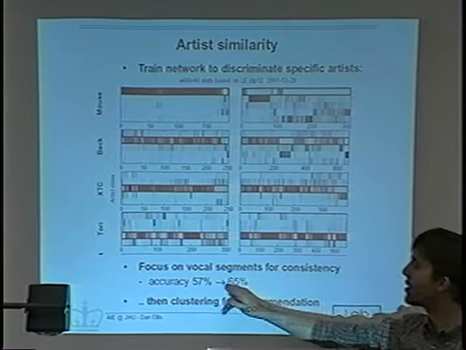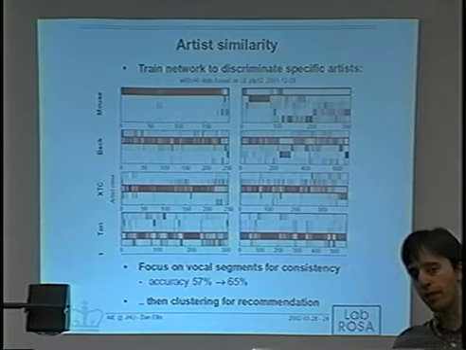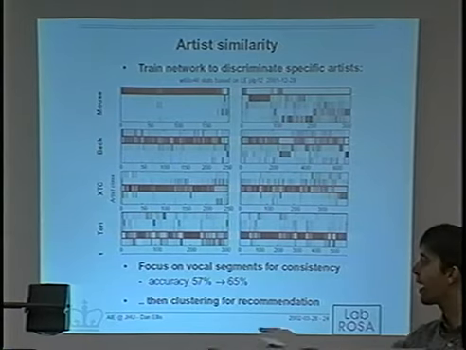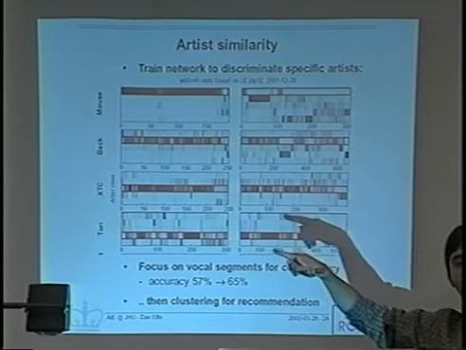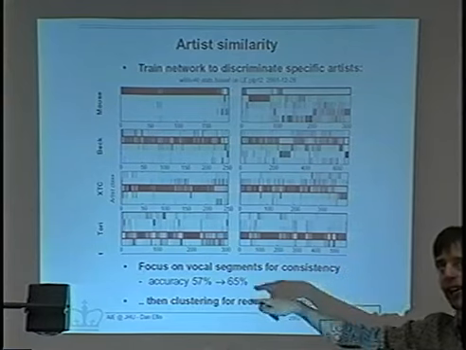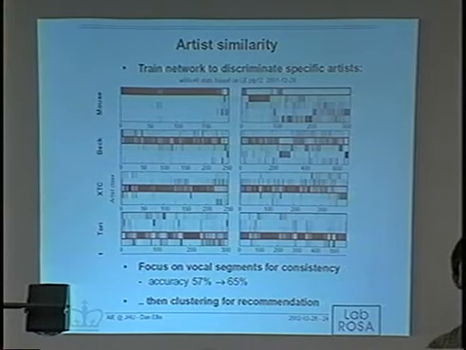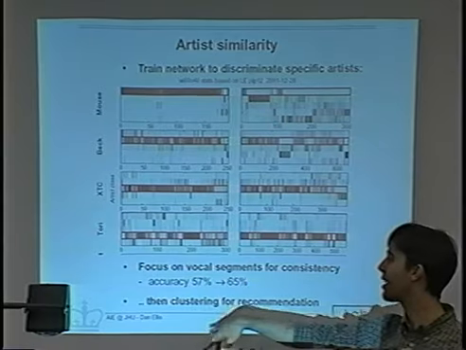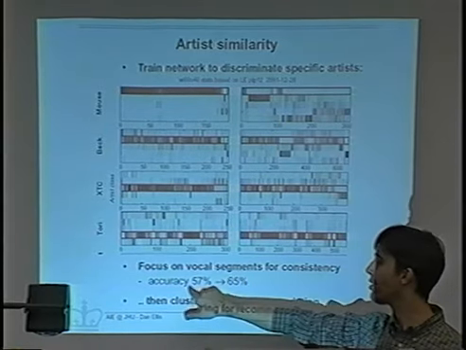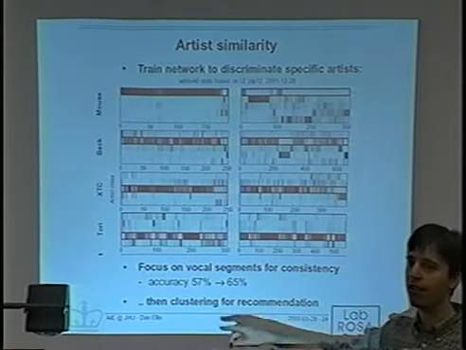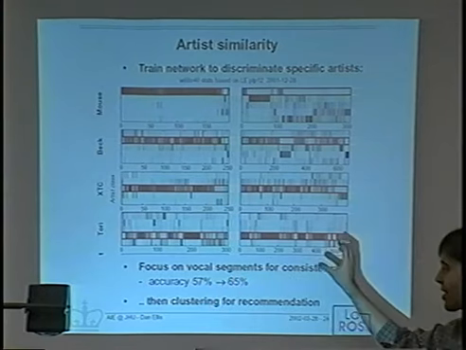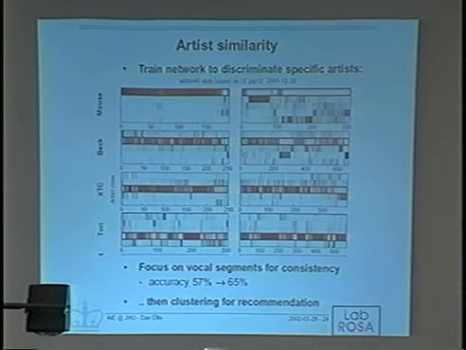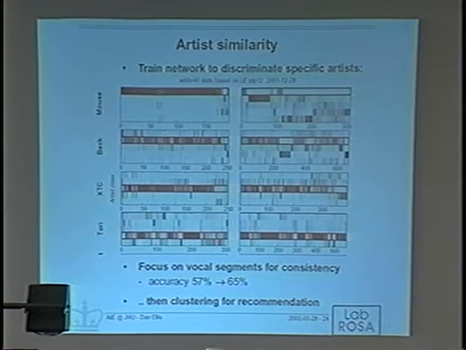But one thing we did was, rather than using all of the music from a particular track, use our singing estimator to tell us where the singing occurs. The singing is more likely to be consistent among the tracks because they're probably using the same singers. So we're able to get an improvement over a 20-artist set. If we use the whole track, we get about 57% correct classification, and by using just the vocal segments, we can push that up to 65%. The ultimate idea here is to cluster different singers and use it for music recommendations.